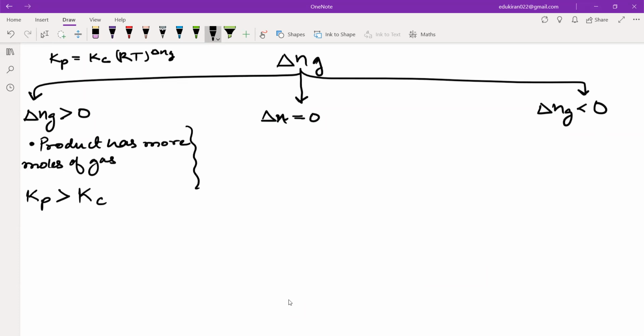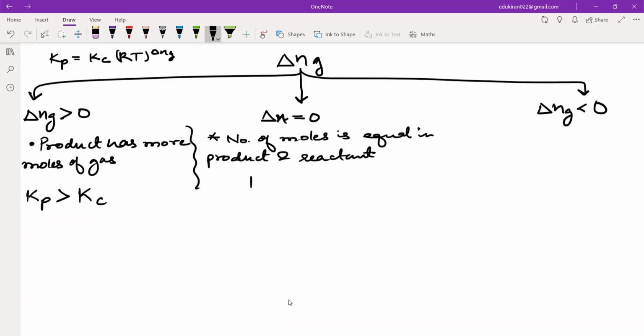Now in this case, number of moles is equal. If delta Ng is equal to zero, RT to the power zero will be equal to one, and Kc will be equal to Kp. Number of moles is equal in product and reactant, and that is why Kp and Kc will be equal.